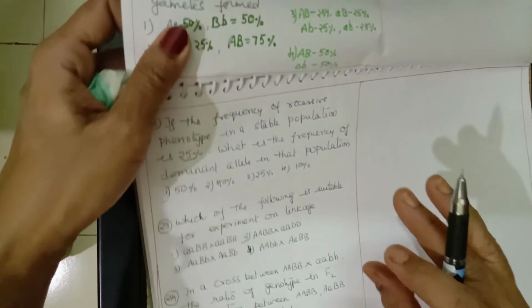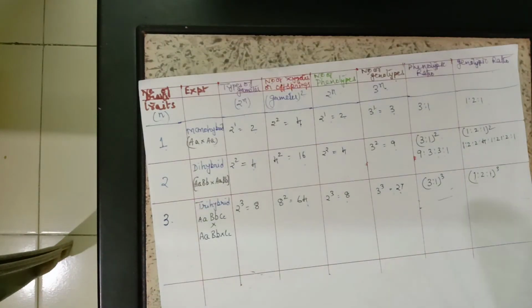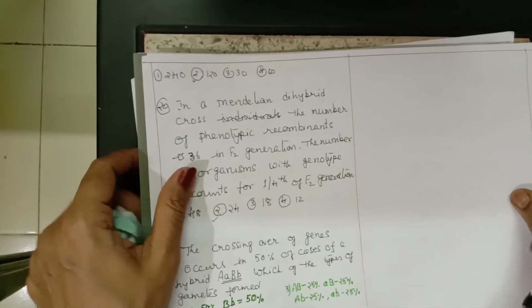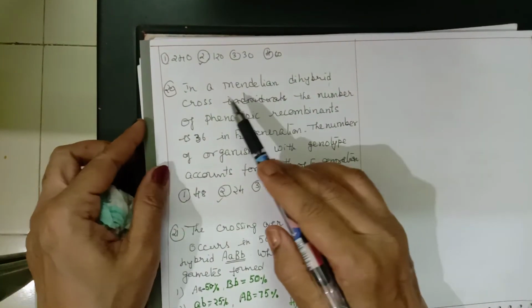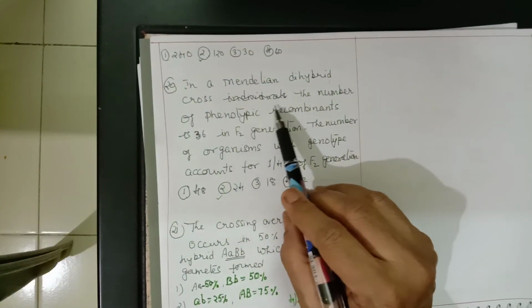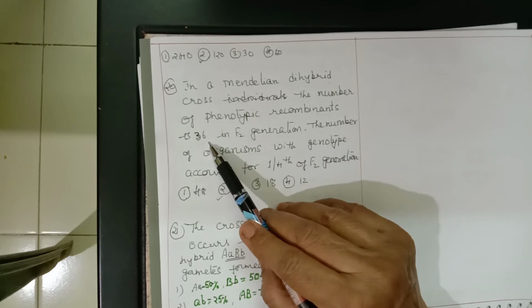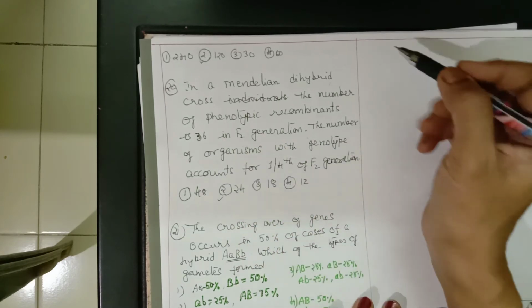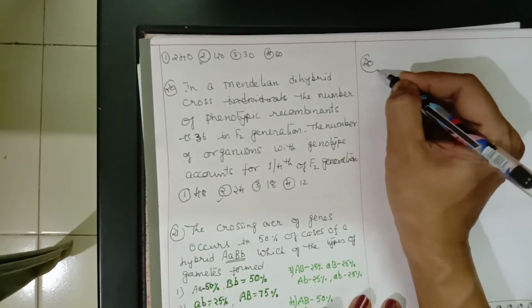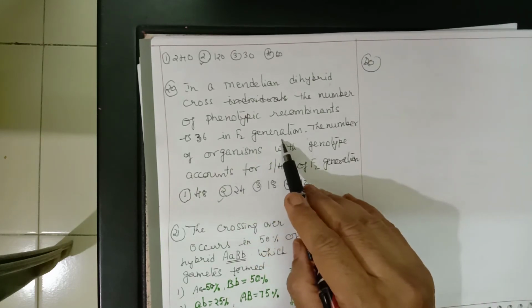Okay. Now going to the next question. Let us go through the next question. In a Mendelian dihybrid cross, the number of phenotypic recombinants is 36 in F2 generation.